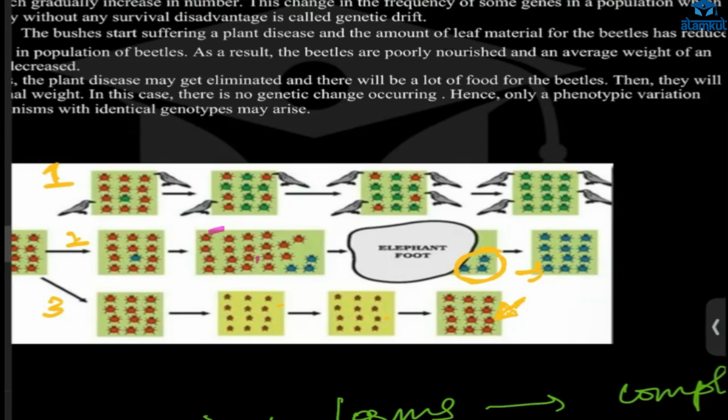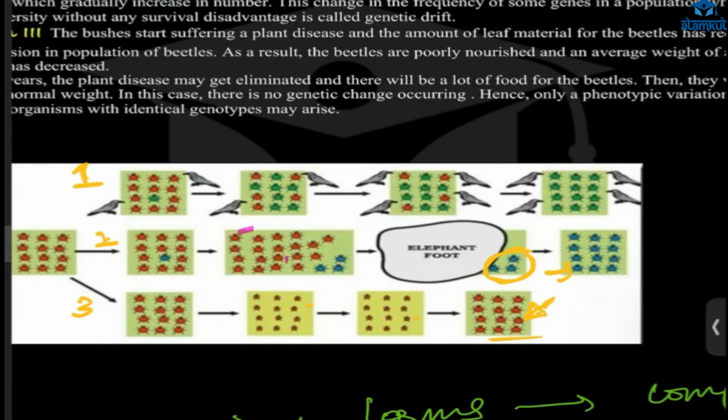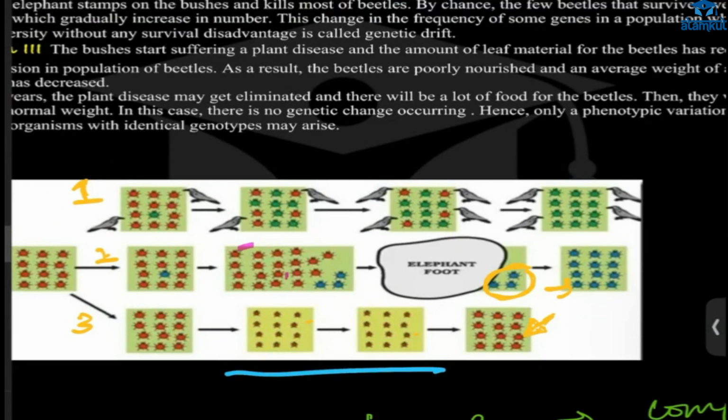Here in this case there is no genetic change. Here there is only phenotype variation. The genetic makeup is the same, whatever it is, it is the same. Only the size of the beetle is reducing or increasing in the third case. In the first and second case, there is a change both in the genotype and in the phenotype.